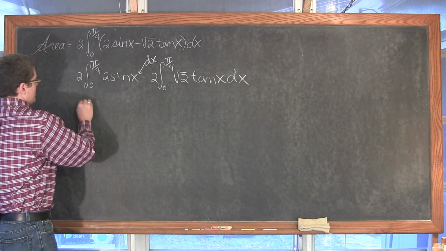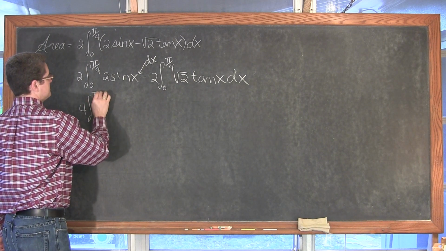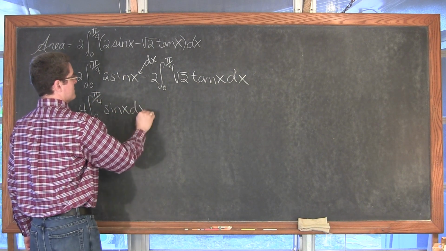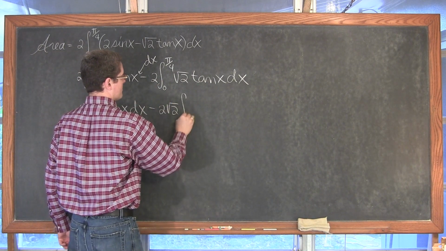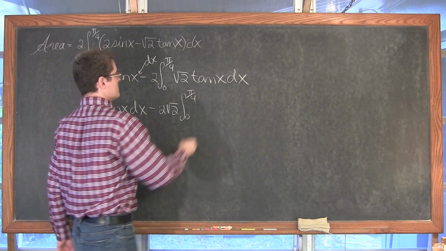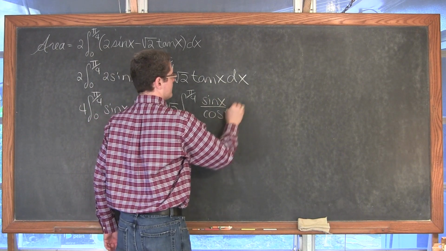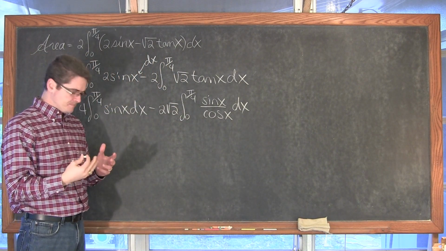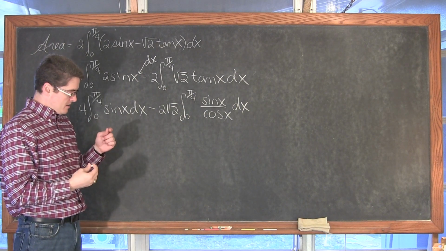So this is going to be 4 times the definite integral of 0 to pi over 4 of sine x, let's get that dx in there now, minus 2 square root of 2 times the definite integral from 0 to pi over 4. Now if we write that tangent of x as sine of x over cosine of x dx, we can recognize, hopefully, an integration rule that will help us finish this problem up.